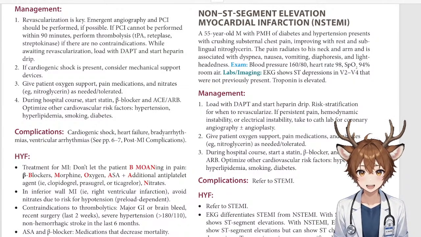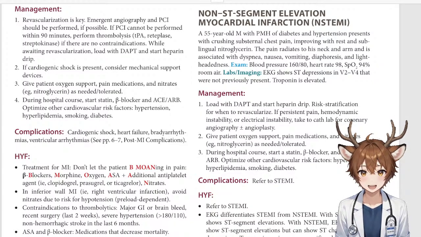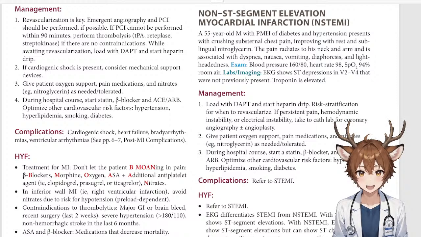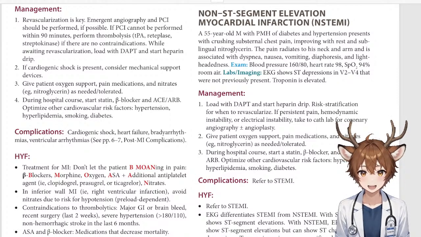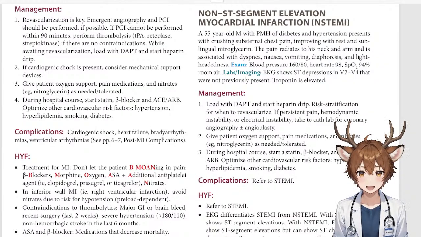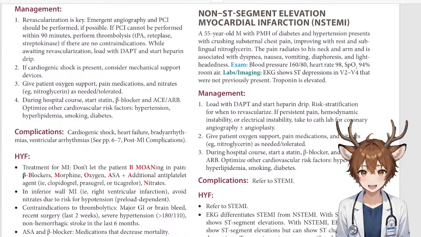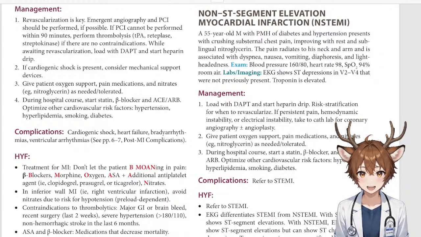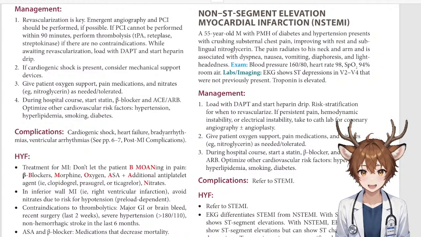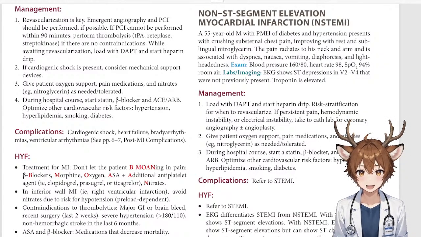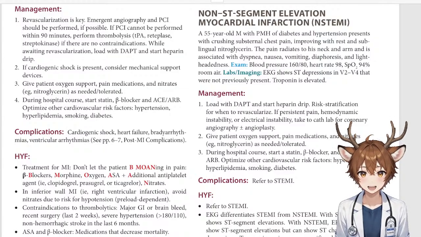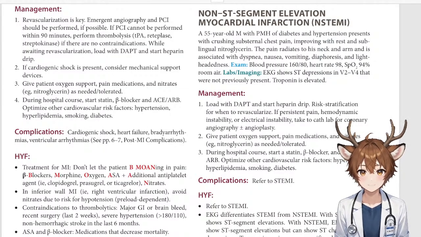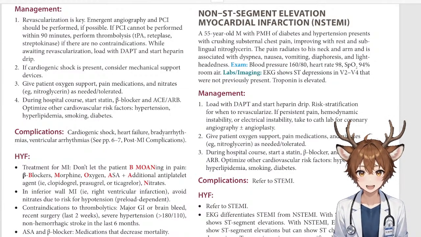Risk stratification for when to revascularize. If persistent pain, hemodynamic instability, or electrical instability, take to cath lab for coronary angiography plus angioplasty. Give patient oxygen support, pain medications, and nitrates, that is to say nitroglycerin, as needed/tolerated. During hospital course, start a statin, beta blocker, and ACE inhibitor/ARB. Optimize other cardiovascular risk factors: hypertension, hyperlipidemia, smoking, diabetes.